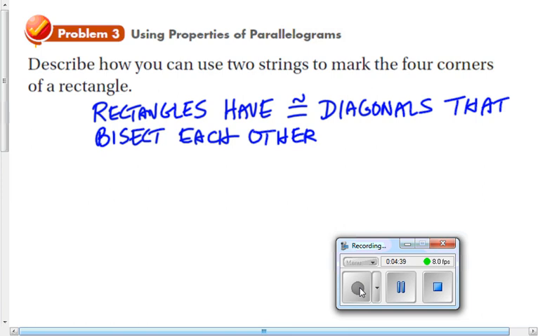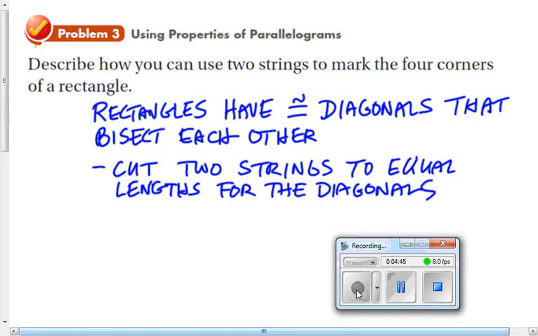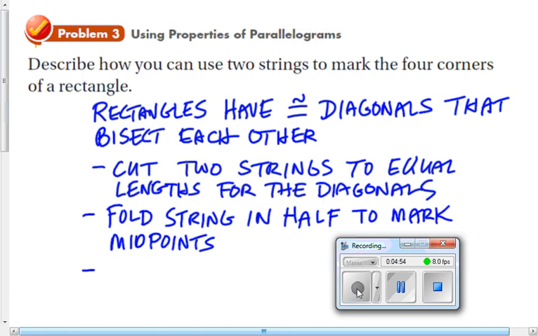So what we could do with the strings is cut the two strings to equal length, and we would use those for the diagonals. Then we would fold each string in half to find the midpoint and mark those midpoints. Then we would stretch the strings diagonally and match up the midpoints. Then we are guaranteed to have a rectangle if we use the endpoints of the two strings as the vertices.